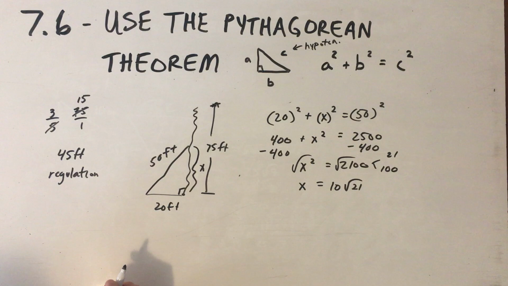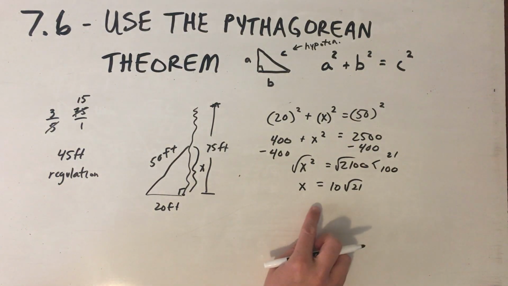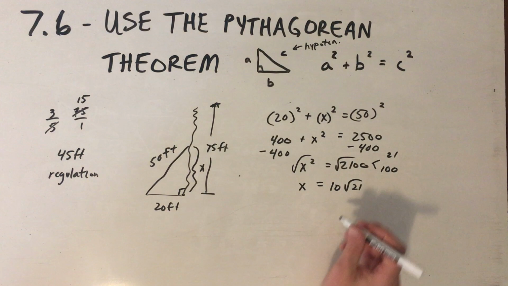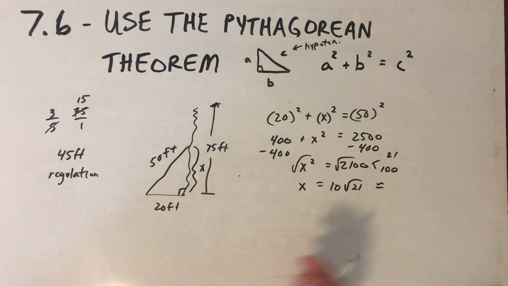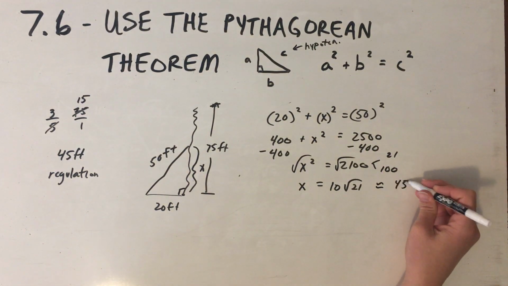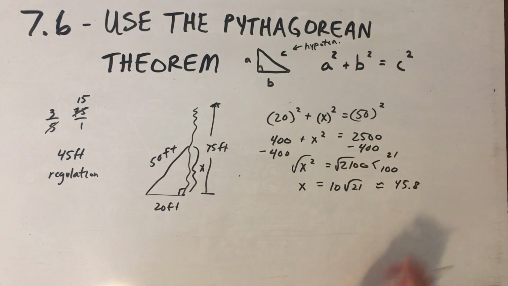Okay, well, is it 45 feet high? To calculate that, we would have to calculate the value of the 10 root 21, which is approximately equal to, if you put it in your calculator, do 21 square root, and it'll give you something between 4 and 5, and then you times it by 10, and we get 45.8 feet. 45.8 rounded to the nearest tenth.